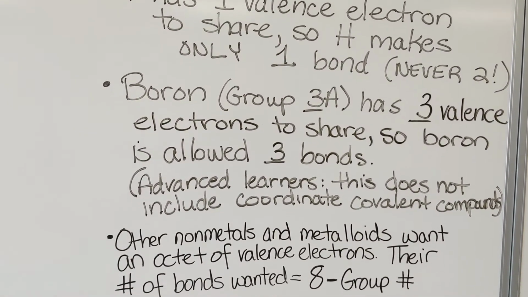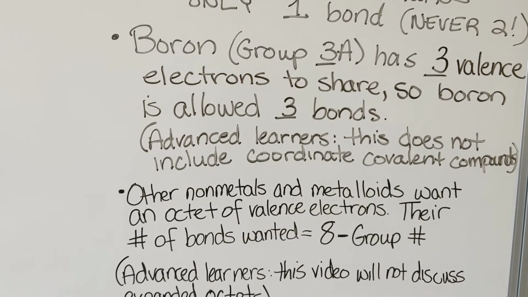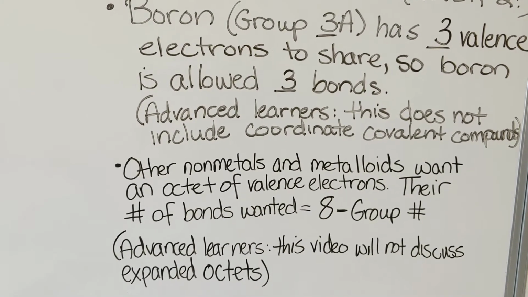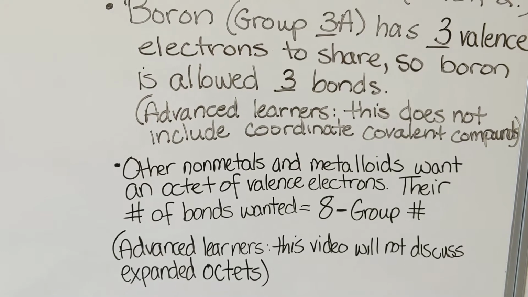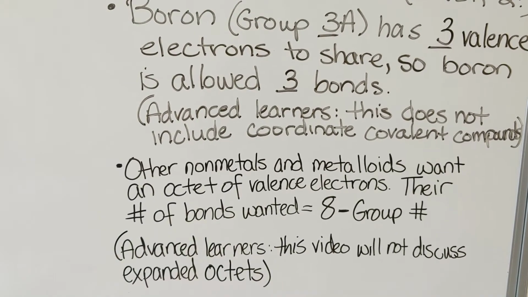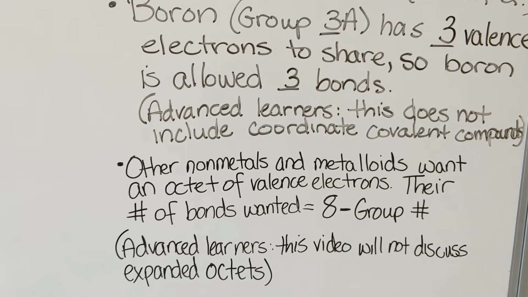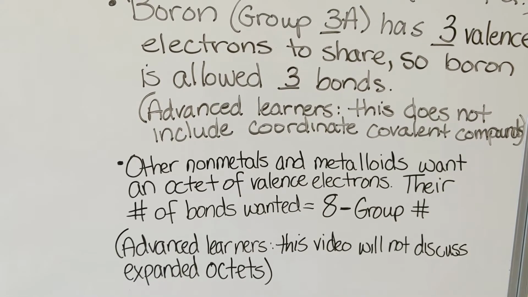Other nonmetals and metalloids want an octet of valence electrons. Their number of bonds that they want is equal to 8 minus the group number. Again, with advanced learners, note that this video is not going to discuss expanded octets.